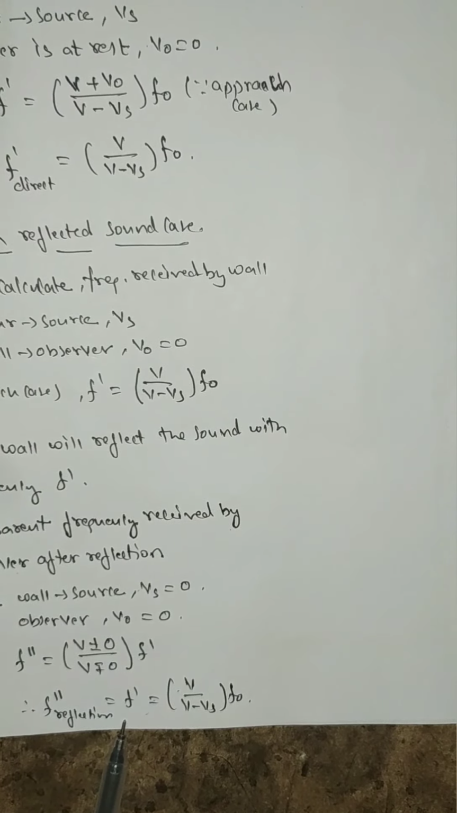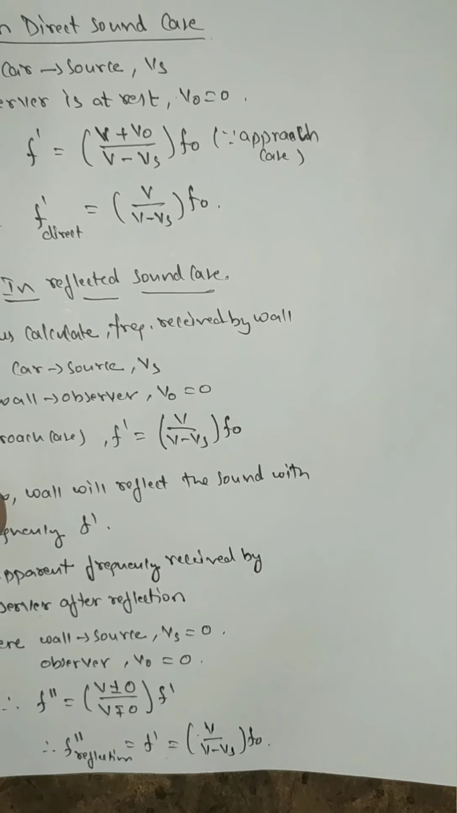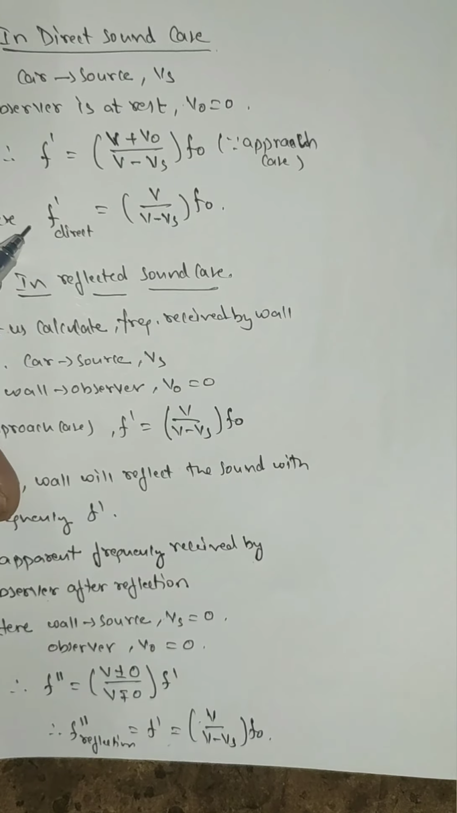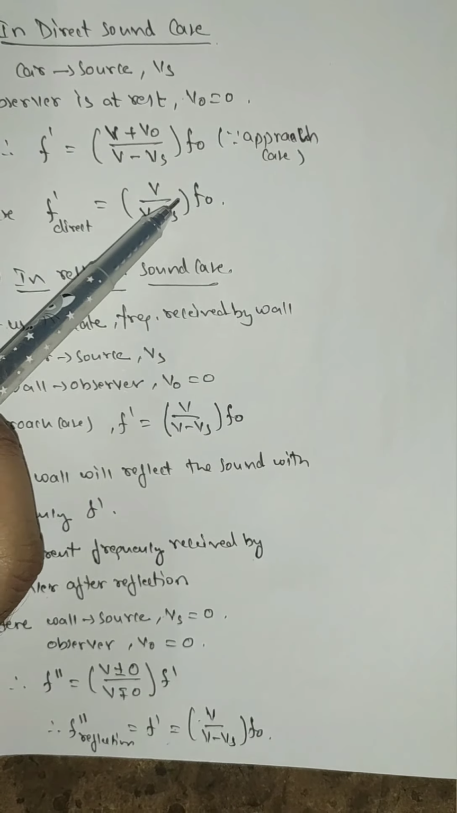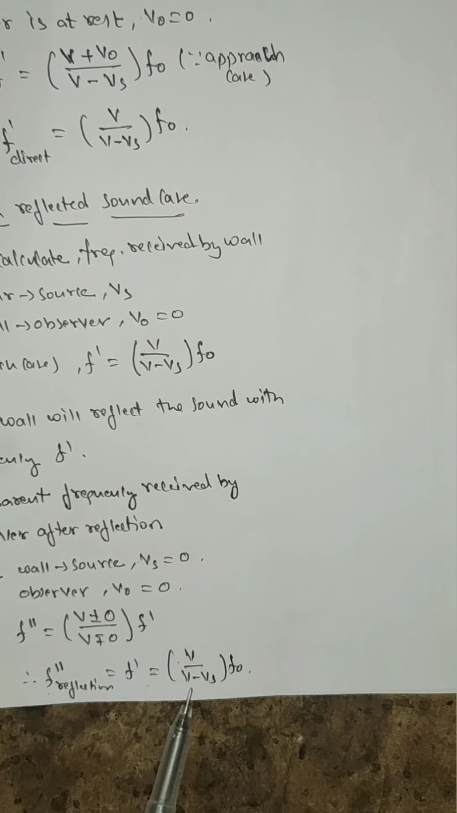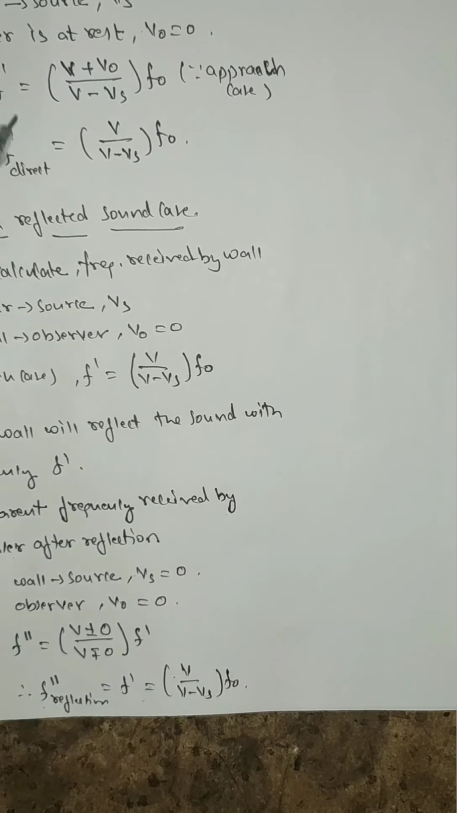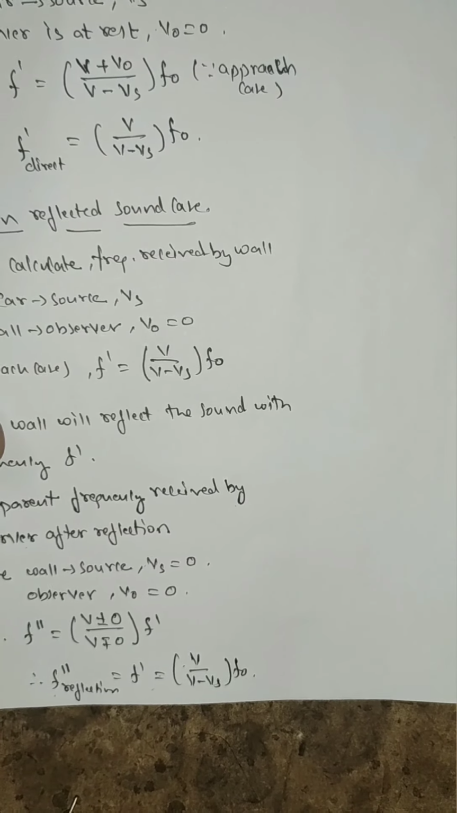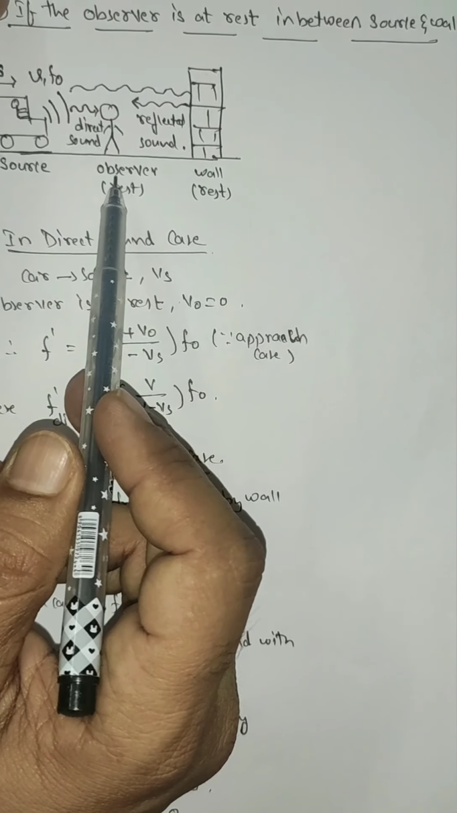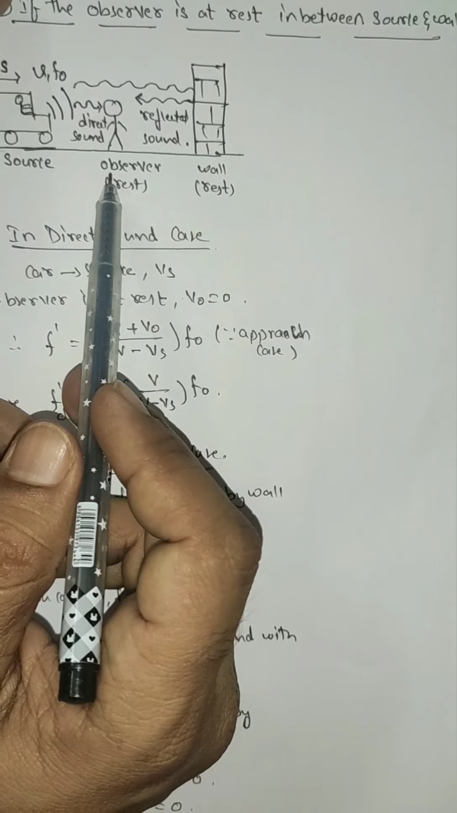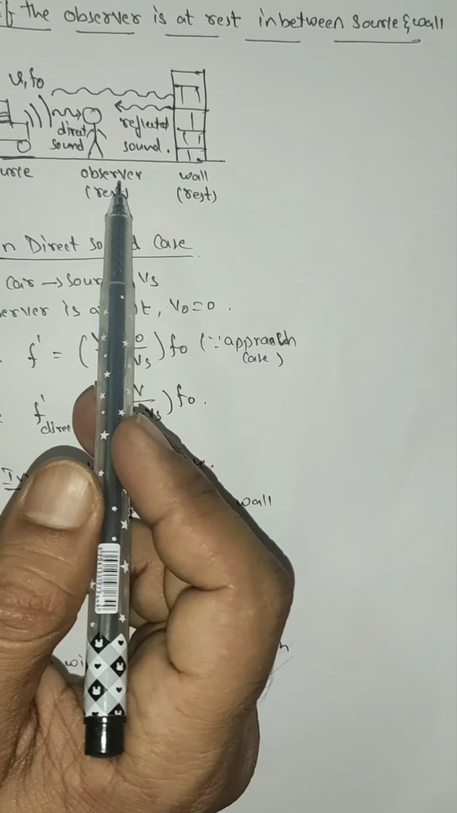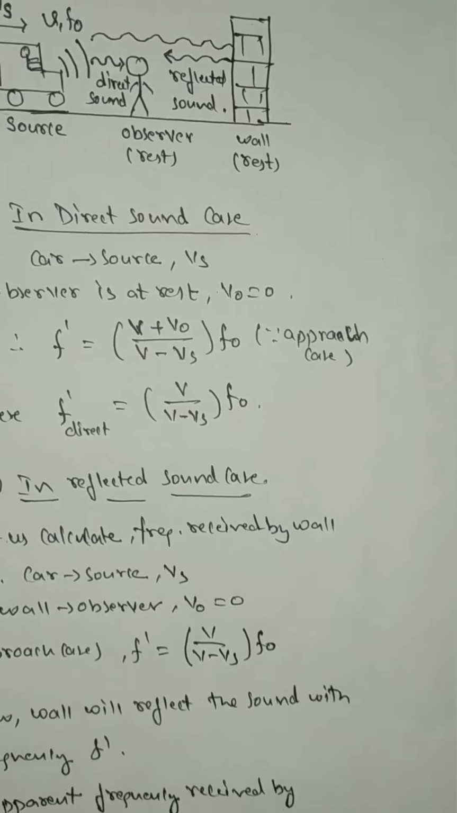This is the frequency received by the observer after reflection. Now let us see what the change in frequency is here. In the direct case, what is the frequency? V by V minus Vs into f0. In the reflection case, what is the frequency received by the observer? V by V minus Vs into f0. So here both are the same. Clear? So the frequency of the sound he receives directly is the same as the frequency he receives after reflection. So what is the change in frequency then?